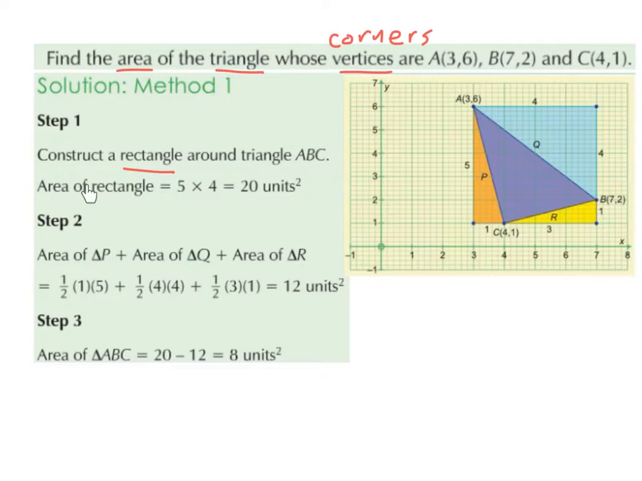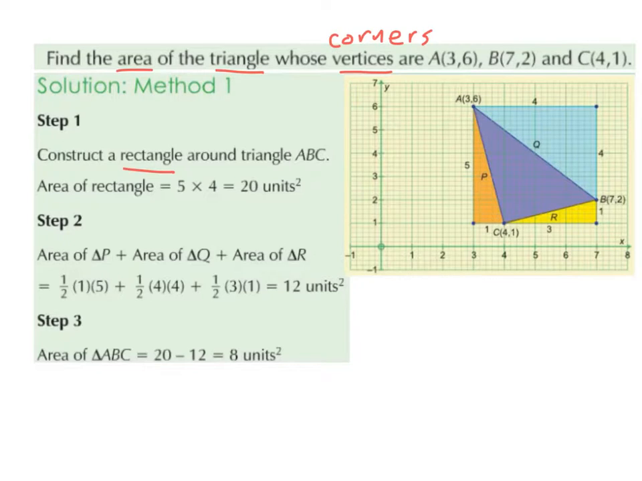So we start by getting the area of the rectangle. The rectangle is 1, 2, 3, 4 units across, and 1, 2, 3, 4, 5 units down. So 4 multiplied by 5 gives us 20 units squared. So the area of the rectangle is 20 units squared.